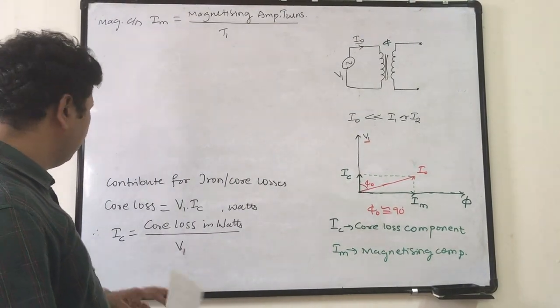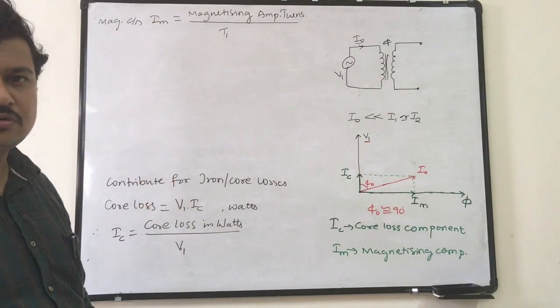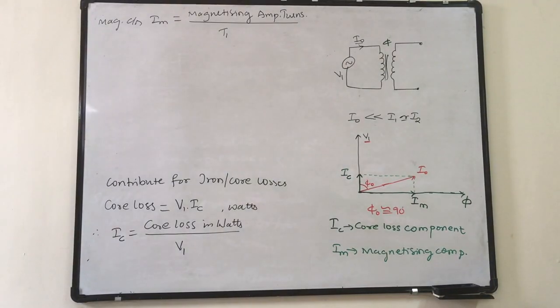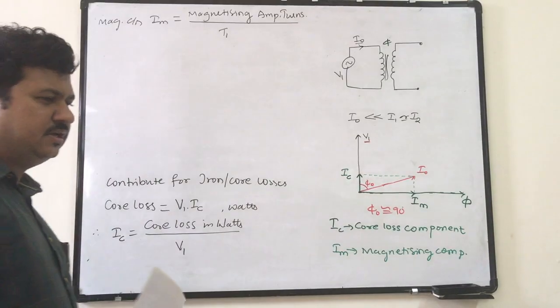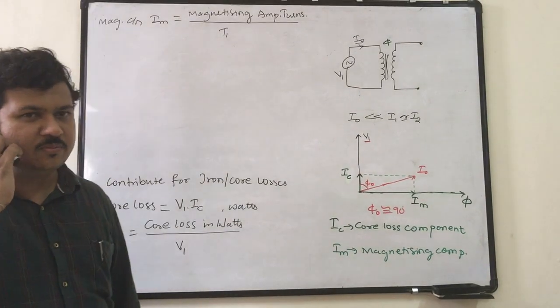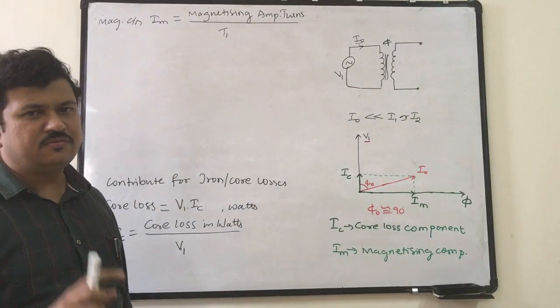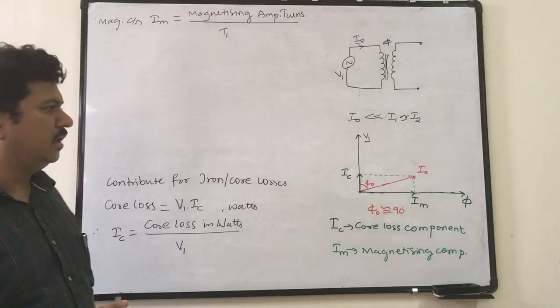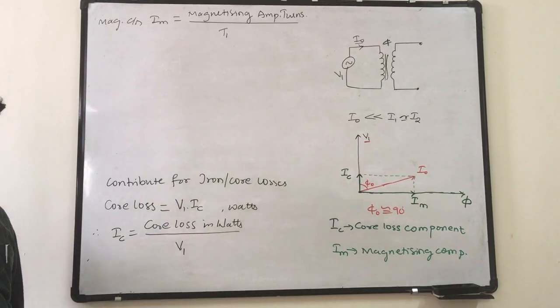Because I cannot use the formula IM is equal to I naught sin phi naught and IC is equal to I naught cos phi naught, because I don't know I naught. I am still at the design stage, so I may not know exactly what amount of no load current is drawn by the transformer. That can be practically evaluated when I connect the transformer after fabrication.